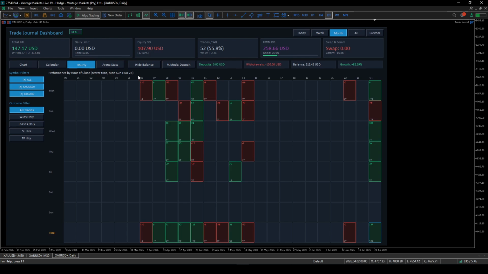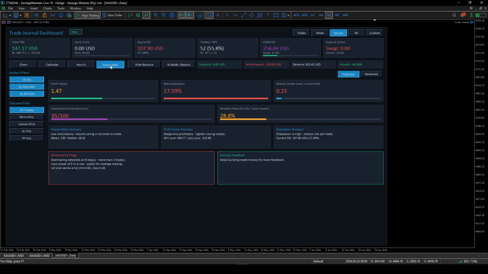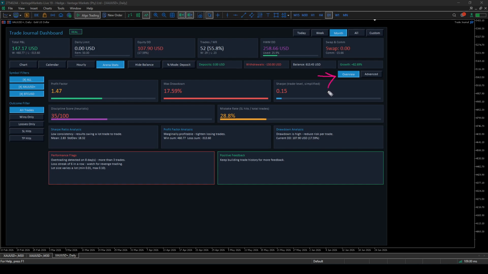Okay, and here if I go to the analytics tab, here you can see where the real analysis lives, the overview tab. Here you can see the overview tab, it gives you the 3 key performance metrics like profit factor, max drawdown, and Sharpe, trade level and simplified. Very simple as that.